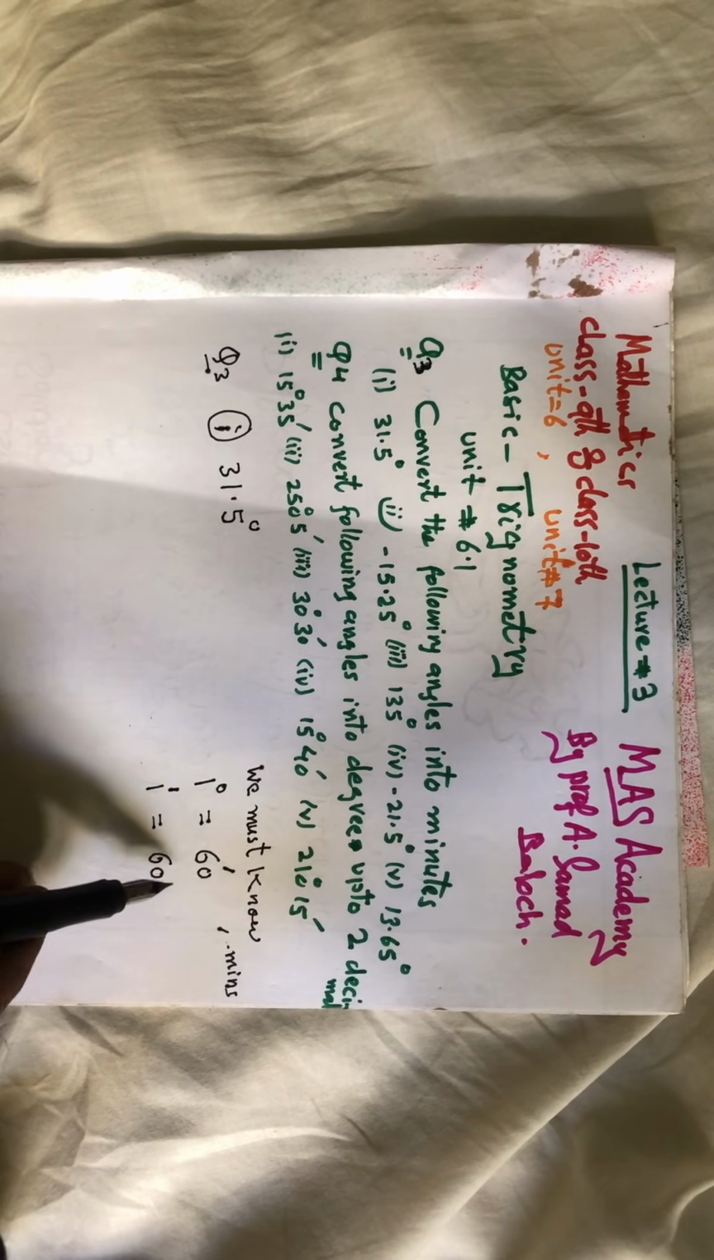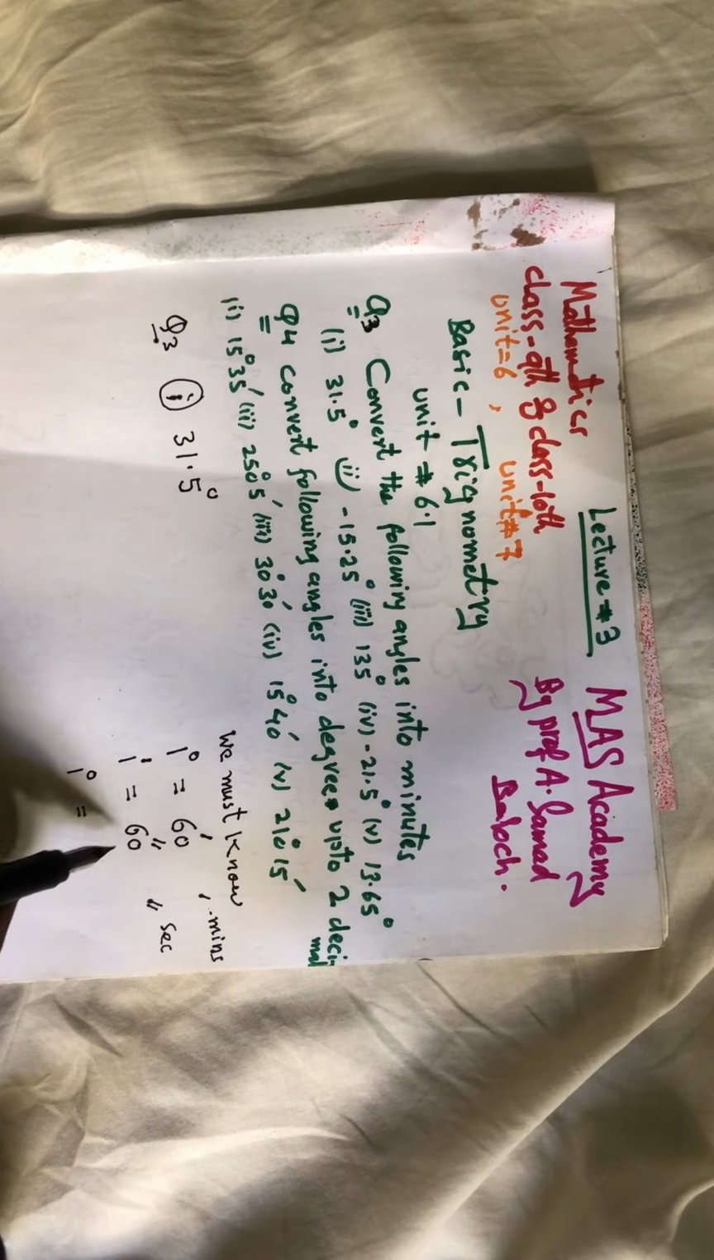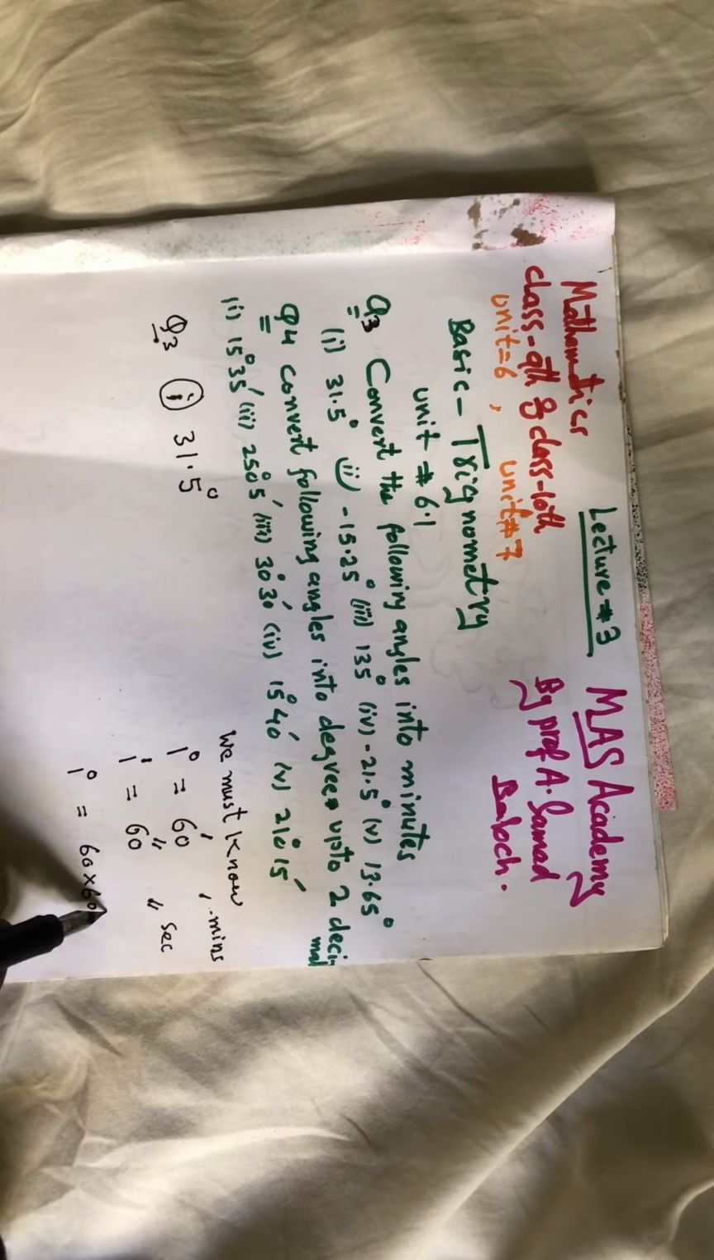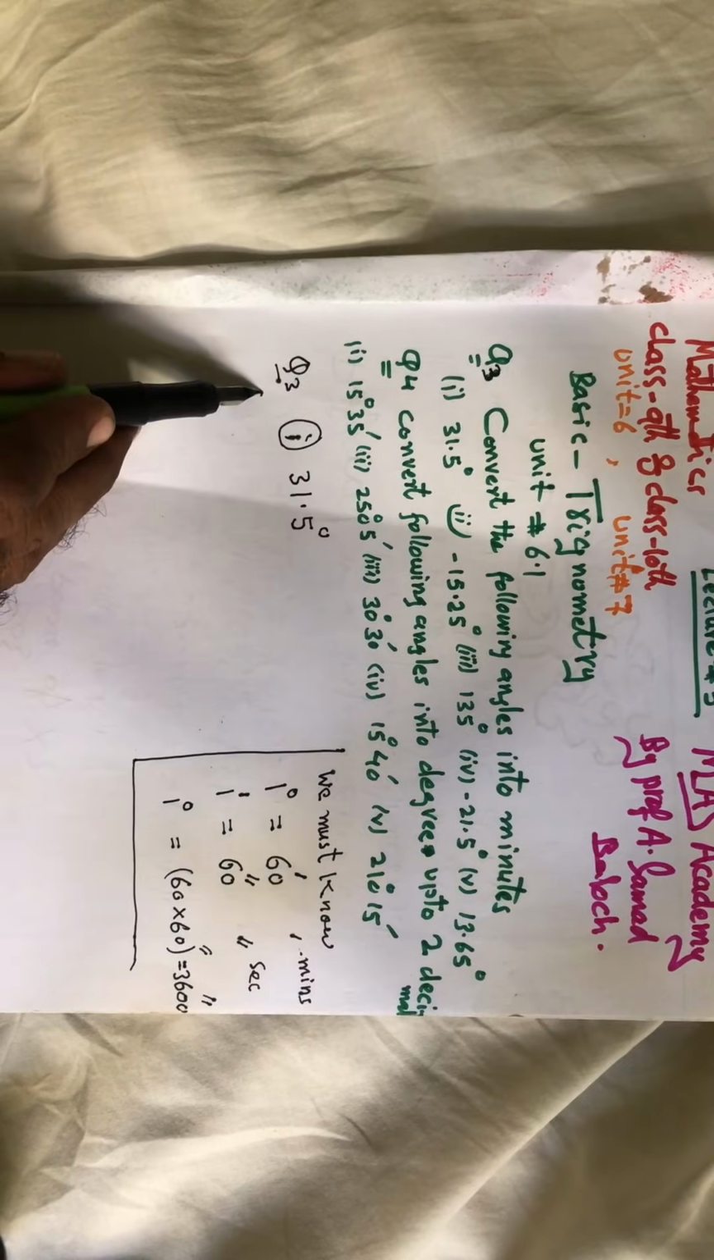In 1 minute, we know there are 60 seconds. If we put a single slash, that shows minutes. If we put a double slash, that shows seconds. Now after that we can also understand how many seconds are in 1 degree. Of course we will multiply 60 by 60, then the answer comes 3600. We are putting a double slash, which means it shows seconds.